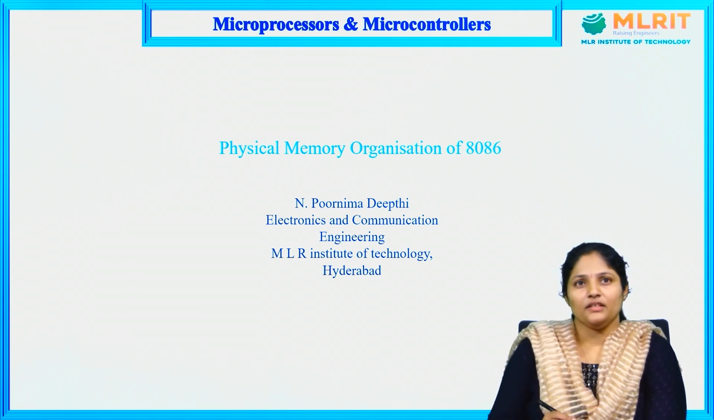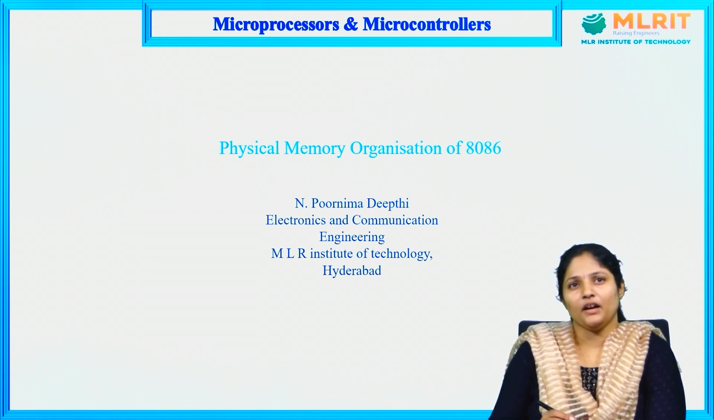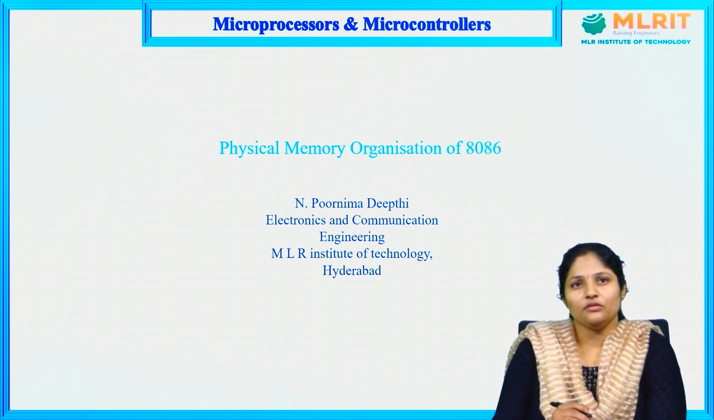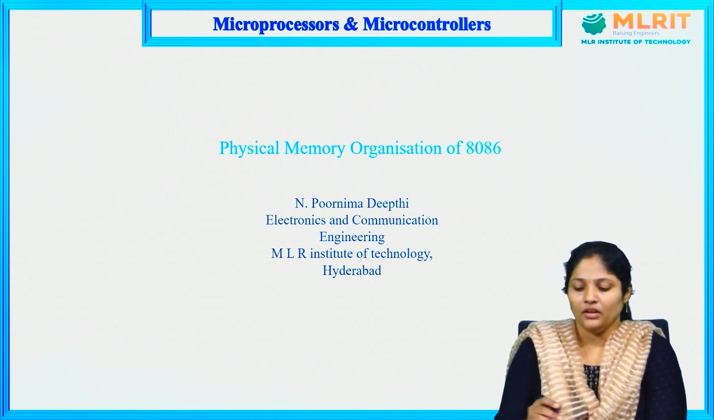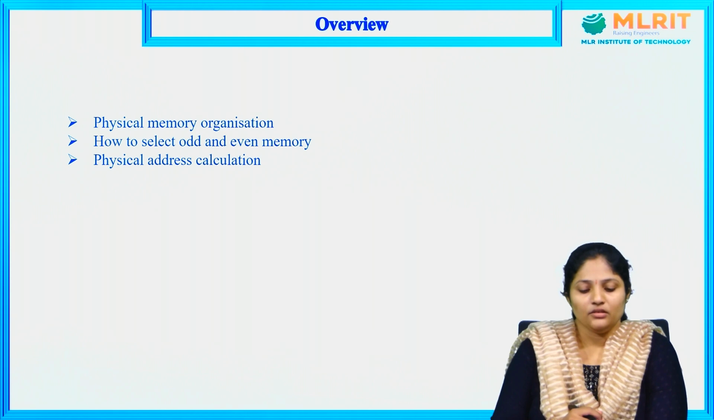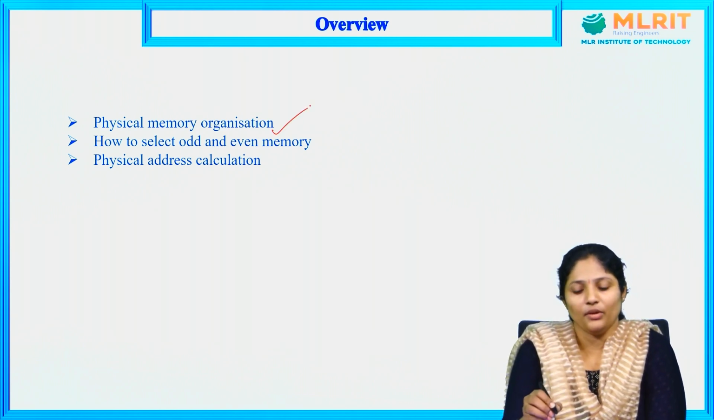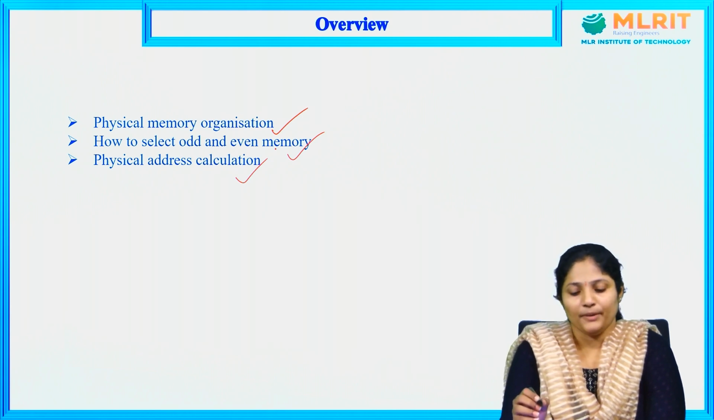Today's topic is Physical Memory Organization of 8086. This video is a part of Microprocessors and Microcontrollers series. For better understanding of this topic, you need to refer to the memory segmentation of 8086 in the previous videos. Today I will discuss what the physical memory organization of 8086 is, how to select the odd and even memories, and how to calculate the physical address while giving the instructions or program.